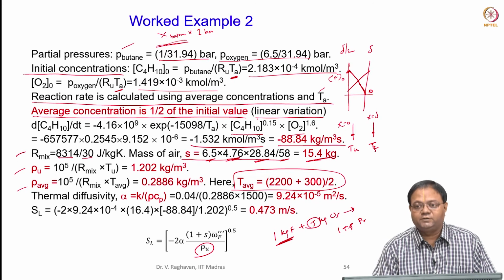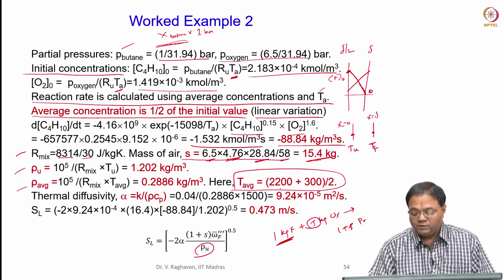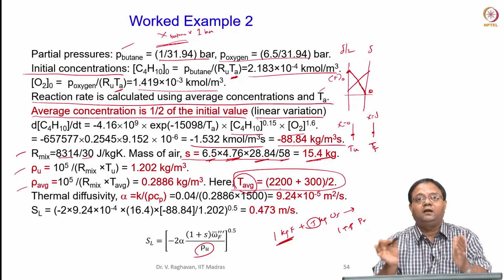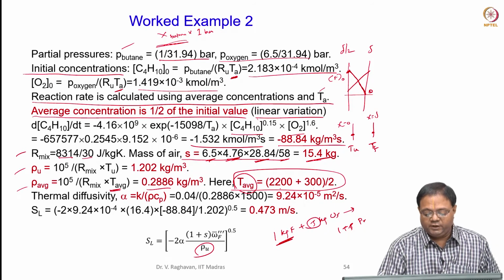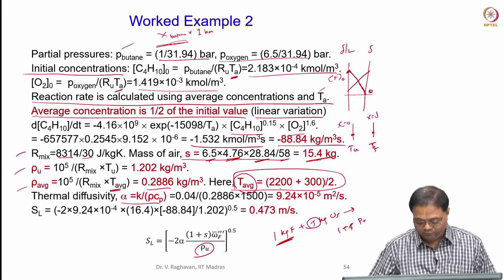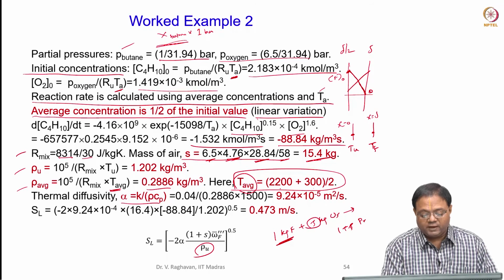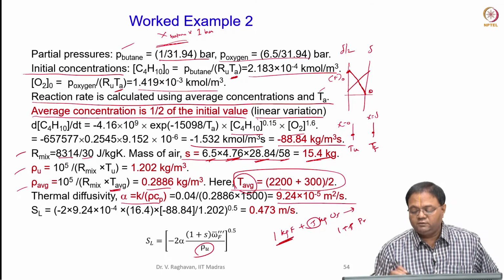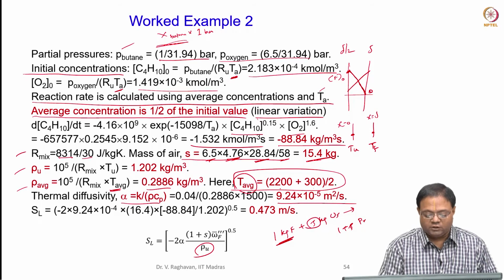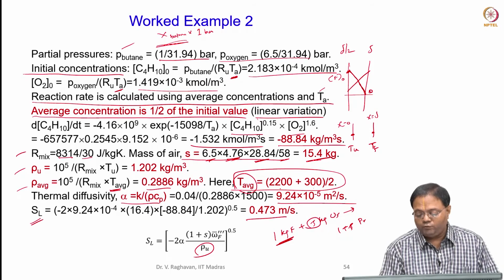So what is the average temperature? Tf plus Tu by 2. That will be the average temperature in the entire reaction zone. At that average temperature, calculate the density and the value of alpha, because the K and Cp values are given at average temperatures. Now this is the thermal diffusivity. Substituting all this, you get SL as 0.473.